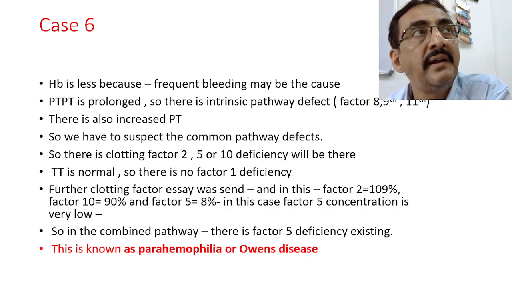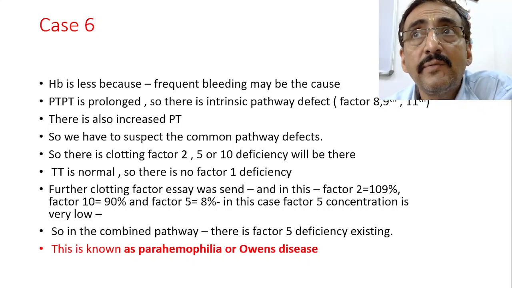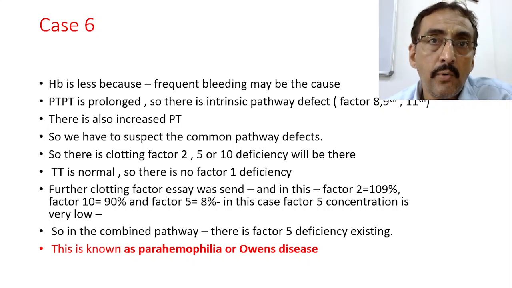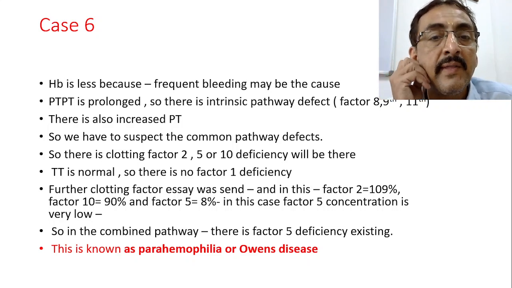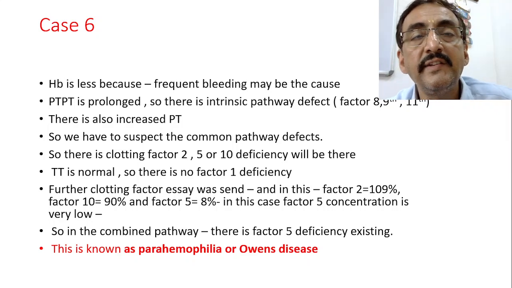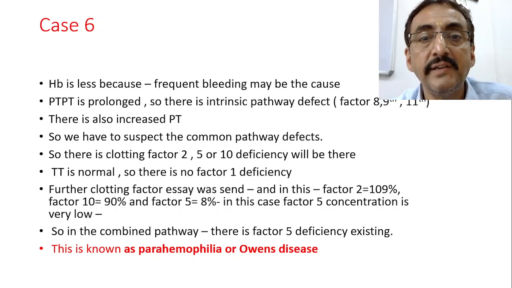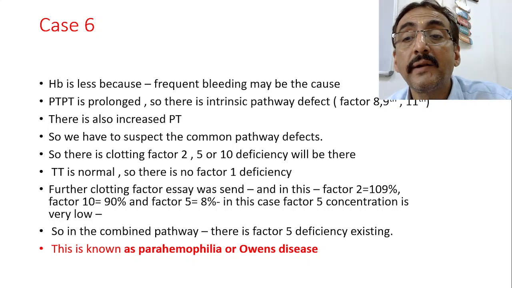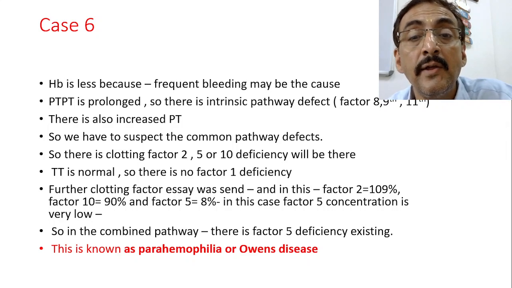APTT is prolonged, so there is intrinsic pathway involvement, either factor 8, 9 or 11. And there is also increased PT, therefore there is also involvement of the extrinsic pathway. So we have to suspect a common pathway defect because both extrinsic and intrinsic are raised. Factor 2, factor 5 or factor 10 deficiency may be there, but TT is normal, so there is no factor 1 deficiency. Further, clotting factor assay was sent, and in this factor 2 is 109%, factor 10 is 90% and factor 5 is 8%. So in this case factor 5 concentration is very, very low.